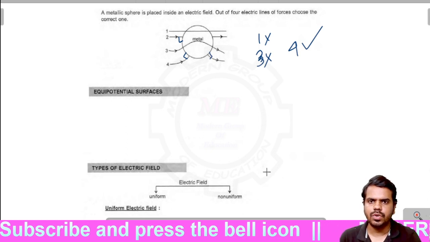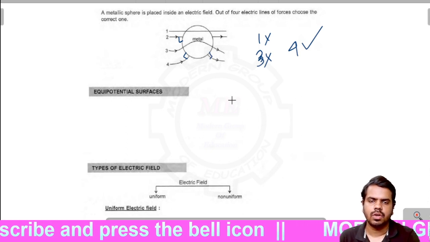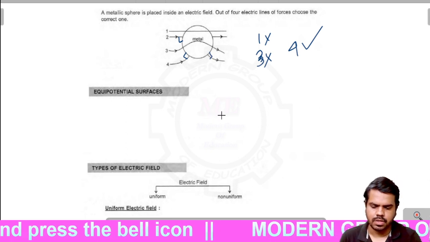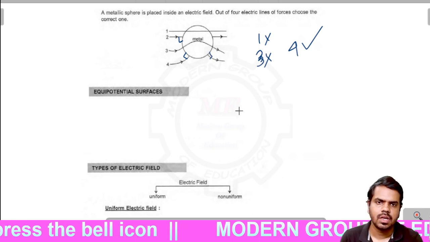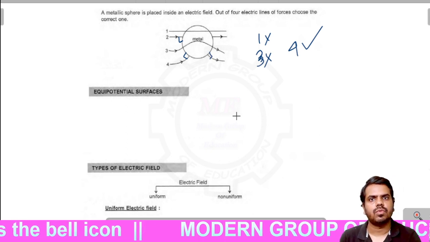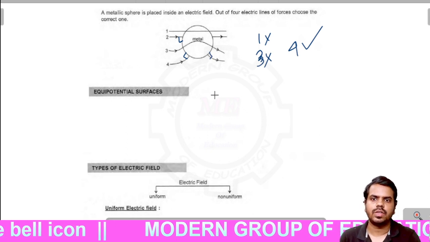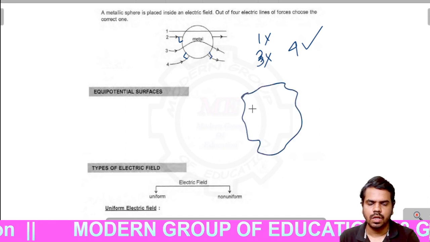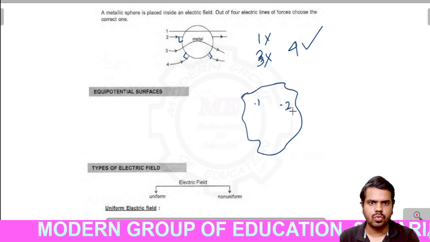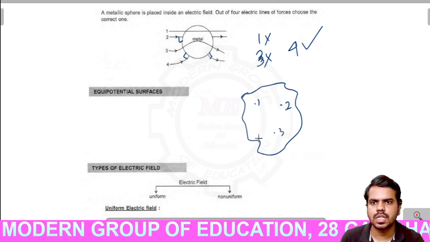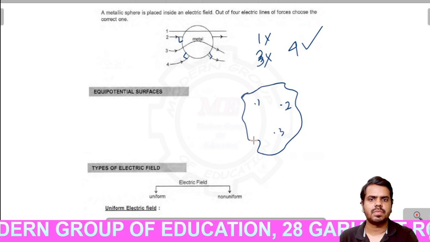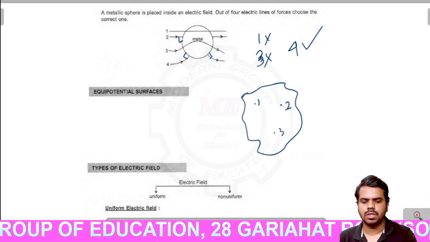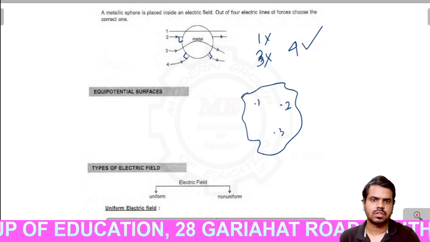Now, equipotential surface. An equipotential surface is a surface where all the points have the same potential. Okay, this is called an equipotential surface. That means this is a surface where point number 1, point number 2, point number 3, all the points have equal potential. Equipotential surfaces are very important for your NEET and JEE purpose, because most of the time questions come from here.